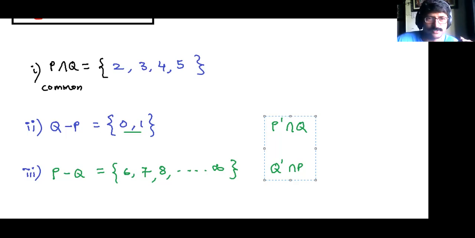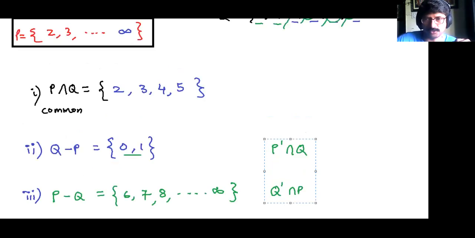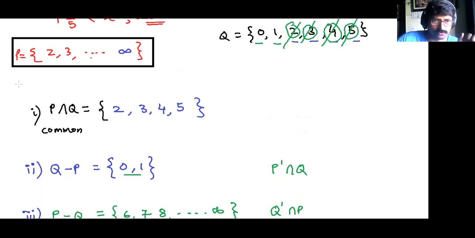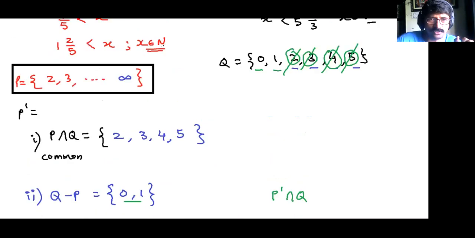So let's come back to this P complement and Q complement. What exactly is P complement, guys? P complement is all the numbers, since the domain is natural numbers, except 2 to infinity. So that is only 1. Because from the natural numbers, 2, 3, and till infinity has come in P, then P complement would be the remaining number.